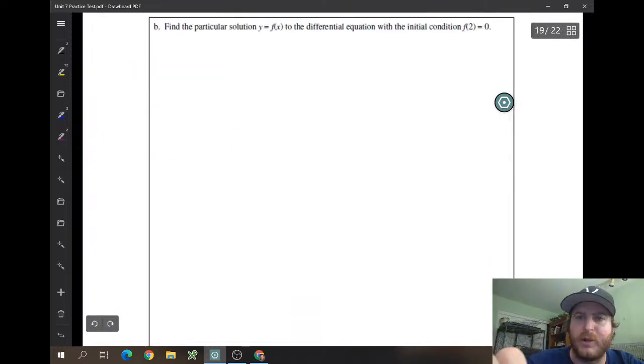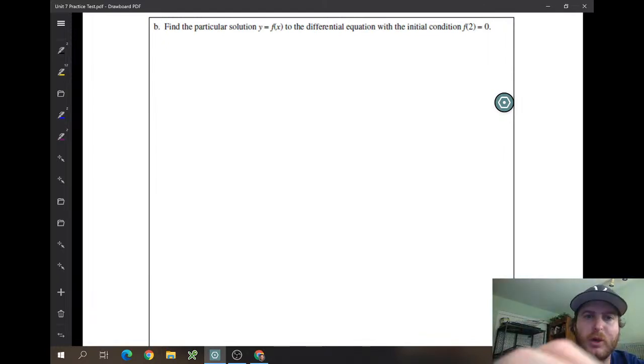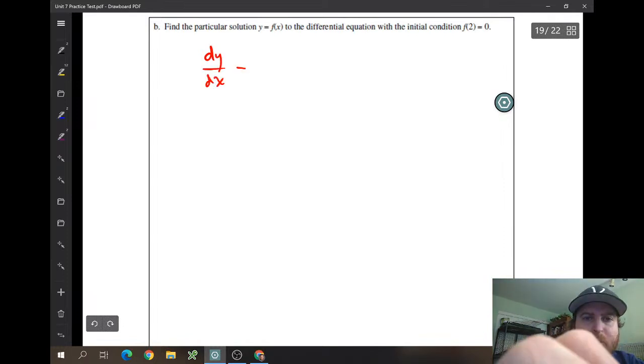Next, we have find the particular solution to the differential equation. Now, be very careful that you make sure you're doing the particular solution when they say to. They might say on B, do a tangent line approximation. This one, though, said find the particular solution. So I like to rewrite my dy dx equals.